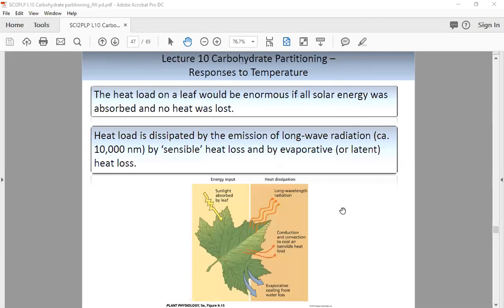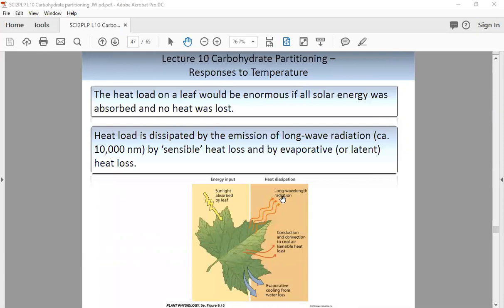Now we're going to consider photosynthesis responses to temperature. So the heat load on a leaf would be enormous if all solar energy was absorbed and no heat was lost. But this doesn't occur because leaves absorb only about 50% of total solar energy. Still, this is an enormous load, and this heat load is dissipated in several ways. One, by the emission of long-wave radiation at about 10,000 nanometers, which we can see here.